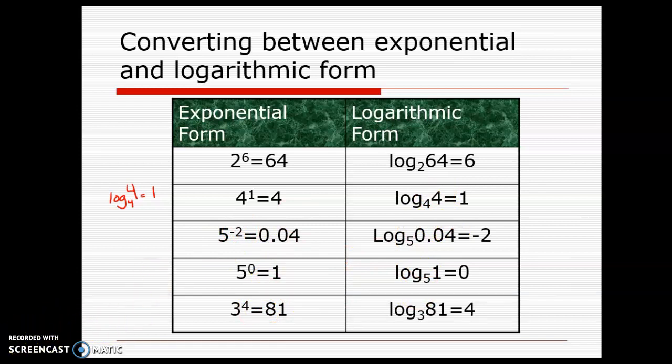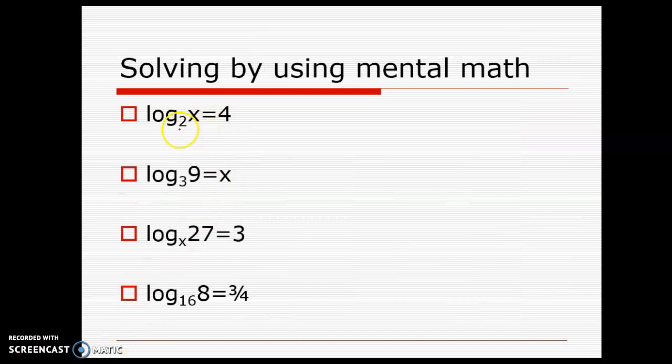Okay, so log base 2 of x equals 4. So 2 to the 4 equals x. And that's all I'd have to write. 2 to the 4 equals x. That is 2 times 2, 4 times. So 2 times 2 is 4. And 2 times 2 is 4. 4 times 4 would be 16.